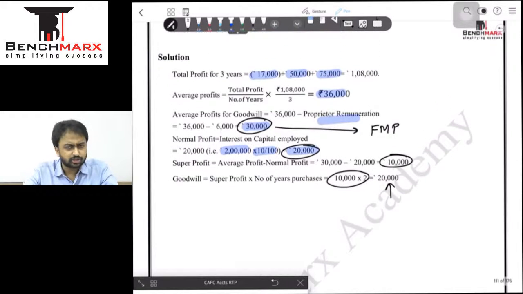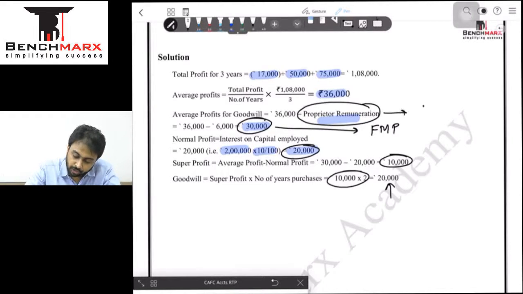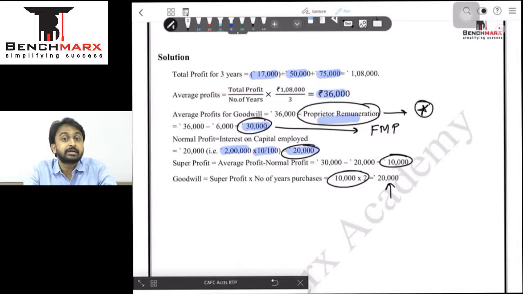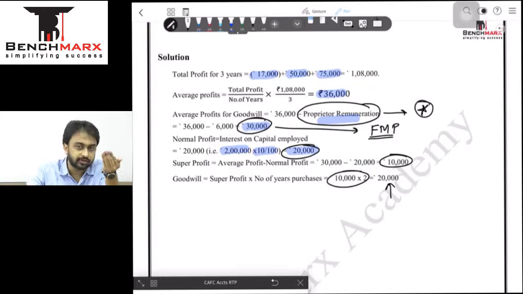Very simple. We have solved many questions where we have found out the goodwill using the super profit method, but this is something important, the proprietor's remuneration. So this can be marked as important to revise on the last day, because this is something you need to remember as well. From the average profits, you always subtract the opportunity cost or the future expenses to find something called future maintainable profits. Because we are computing goodwill, which is futuristic, I also need the future profits, not just current profits.